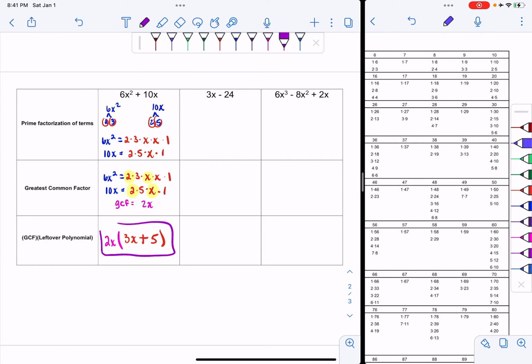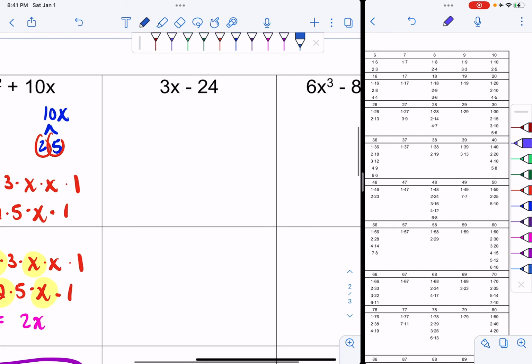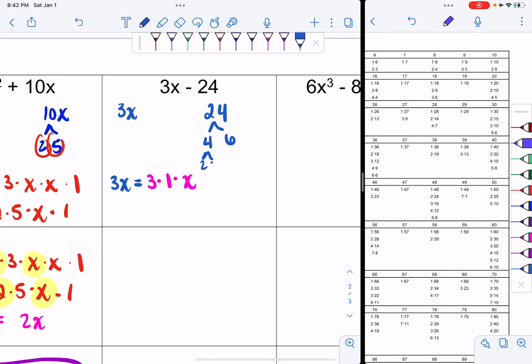Now let's look at our next example. We have 3x minus 24. So we want to figure out how we can break apart a 3x and a 24. I can't break apart a 3 anymore, so it's already prime. So I can just write 3x to be equal to 3 times 1 times x. 24, though, I can break apart further. I can break that apart to be 4 and 6, 2 and 2, and then 2 and 3. And then we circle those primes.